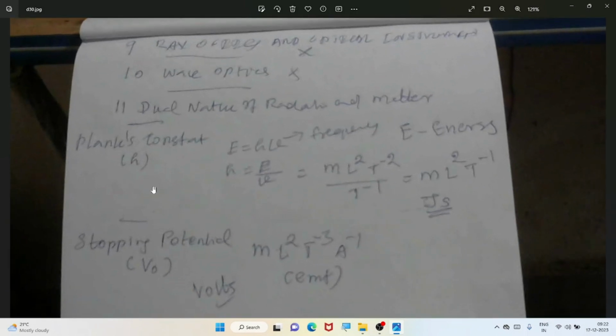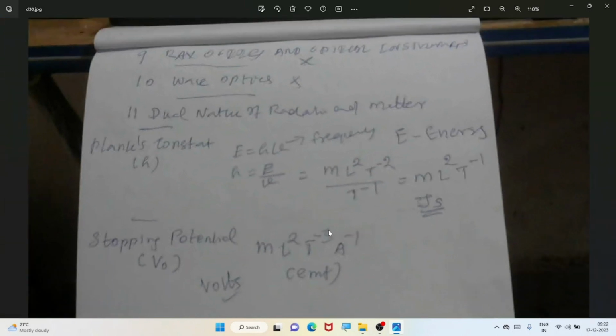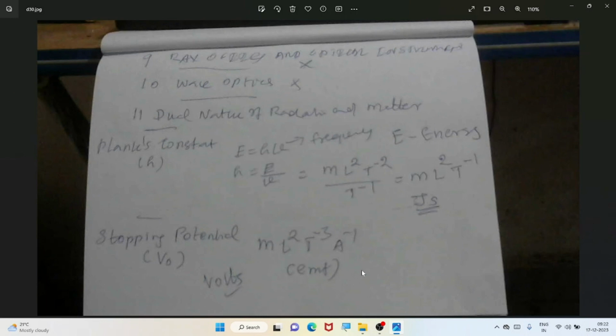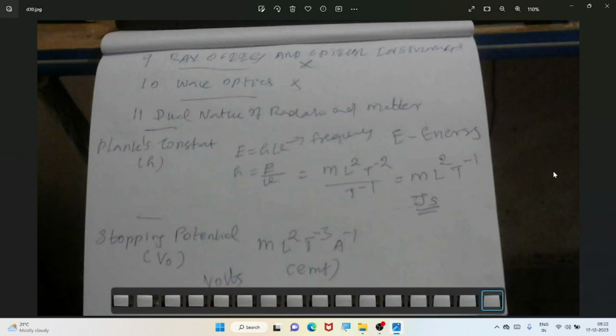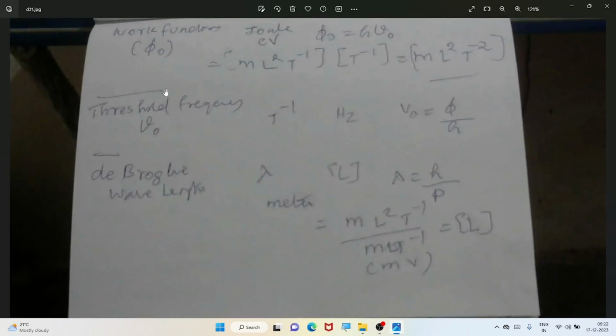Dual nature. Planck constant, this is energy by the frequency. Energy you already know, work done is the energy, then frequency is 1 by T, that is T power minus 1. Stopping potential, that is in volts, this is the same as EMF. Work function, h Planck constant into velocity.